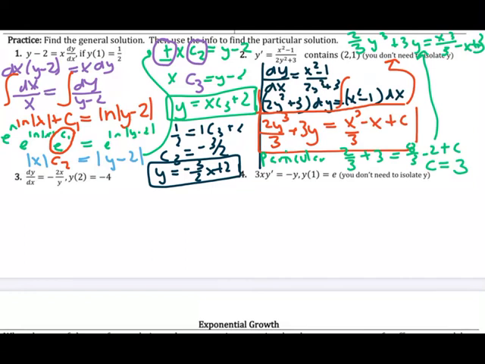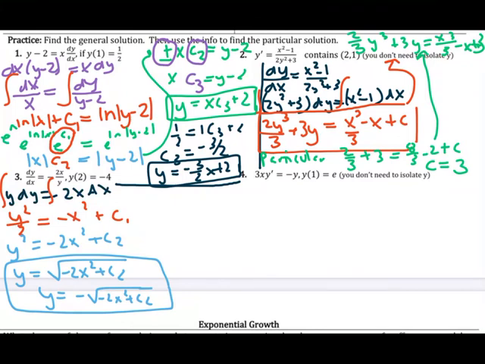So notice on numbers 2 and 4, it does not ask you to isolate y. There's just too much going on there, and it's not worth it for us to do that. It doesn't say that on 1 and 3, which is why you do need to isolate y on both numbers 1 and 3. So the particular solution on number 2 is 2/3 y to the third plus 3y equals x to the third over 3 minus x plus 3.